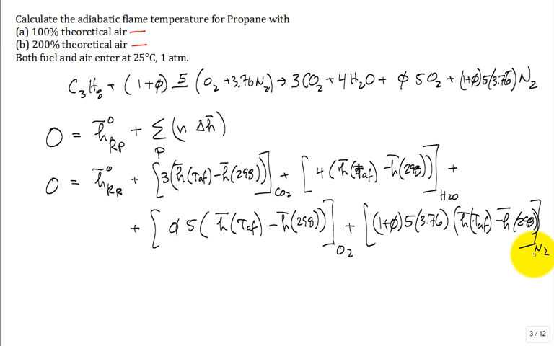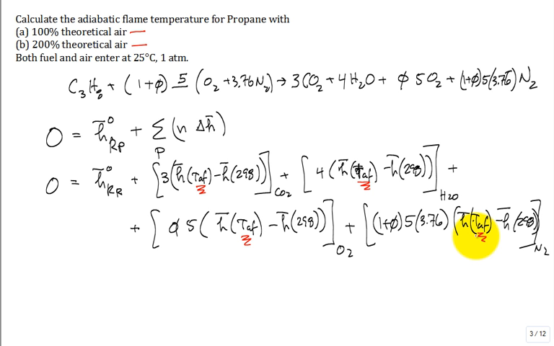All right. So where's my unknown that I'm trying to solve for? Right here, right here, right here, and right here. You mean that's the same temperature? Yep, because the CO2, the water, the oxygen, and nitrogen all go out at that high temperature that we're trying to calculate, the adiabatic flame temperature.